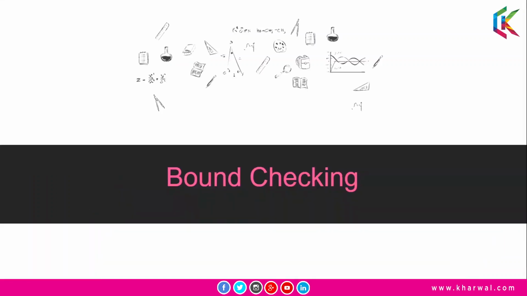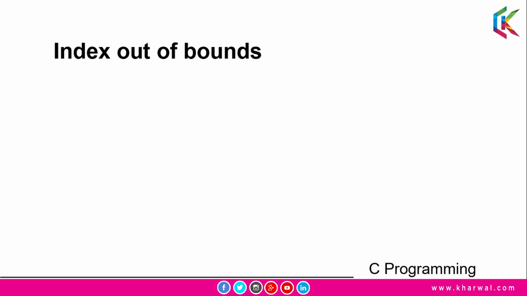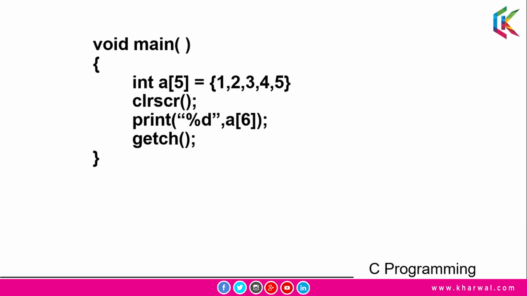So guys, in this lecture we are going to discuss bound checking in array in C programming. We are going to learn what happens if we use out of bound array indexing in C language. So let's first understand what index out of bounds is. Suppose we have an array of size 5, then array indexing will be from 0 to 4 and we can access elements from index 0 to 4. But if we use an index which is greater than 4, then it will be called index out of bounds.